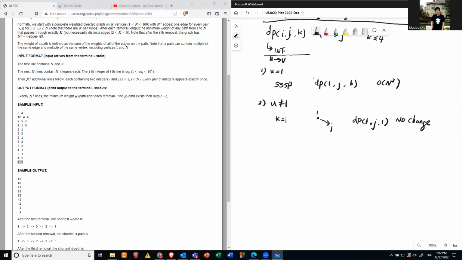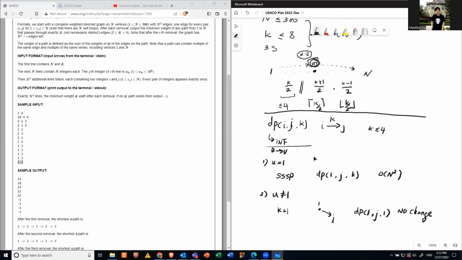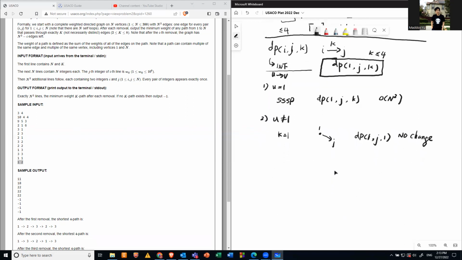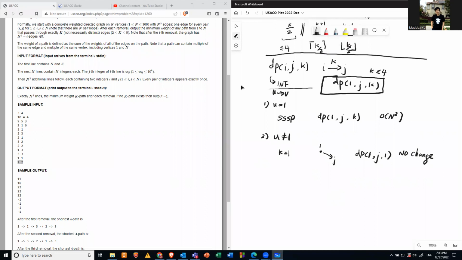My goal right now is to find dp from 1 to all the midpoints, with k less than or equal to 4. That's my goal at this moment, from 1 to the midpoint. So k equals 1, no change. Okay, k equals 2. Let's see k equals 2.